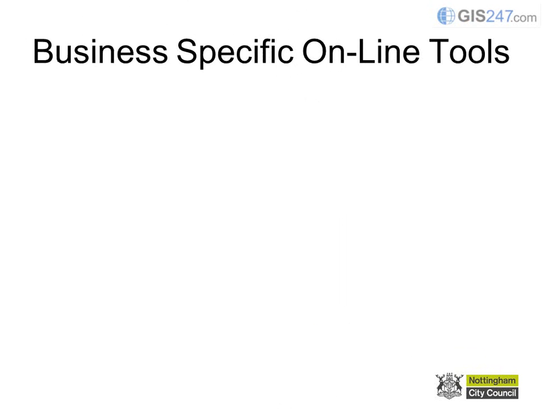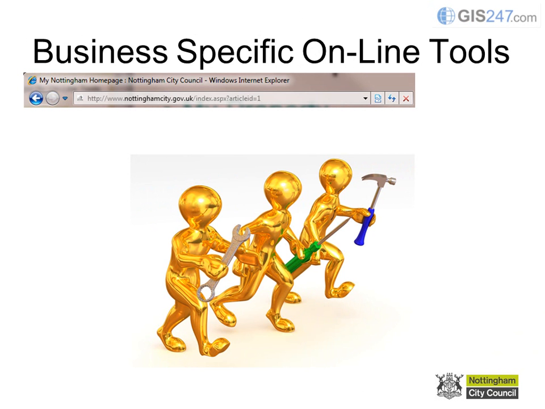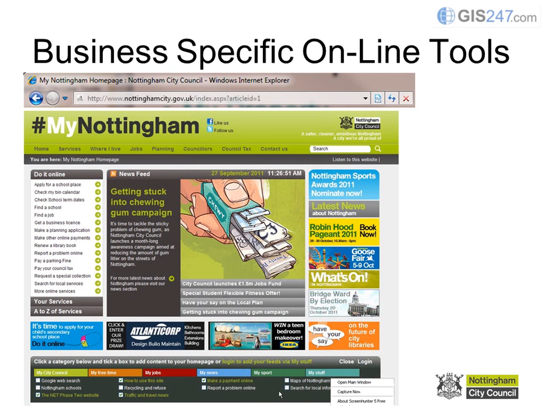The GIS team at Nottingham City Council are continually developing business-specific online tools. These are online applications that use GIS data and are aimed at a particular target audience. These specific tools are available via the Nottingham City Council homepage. The internet address is nottinghamcity.gov.uk. This takes you to the My Nottingham homepage. The huge array of services that are provided by the Council are listed on the left, so users can search for information and make use of a service directly online.